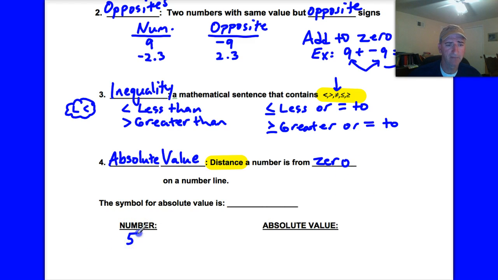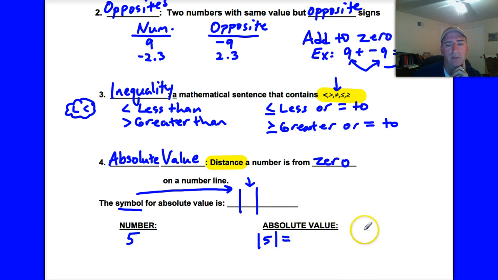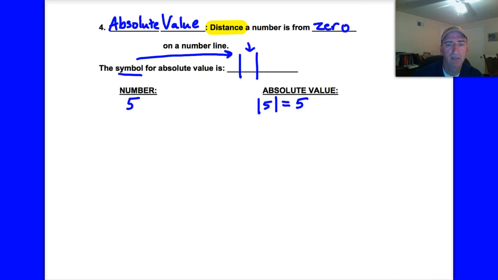For example, if the number was 5, the symbol for absolute value is 2 straight bars, like that. You stick a number inside there, and that means, what is the absolute value? So if I had 5, it would say the absolute value of 5 equals. That means, what is the absolute value of 5? So how many spaces is 5 from 0? It's 5 spaces. So it's that simple. The absolute value of 5 is 5.